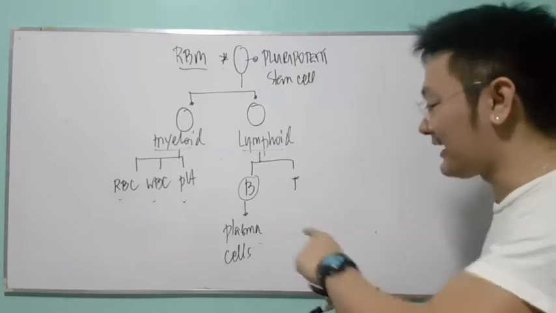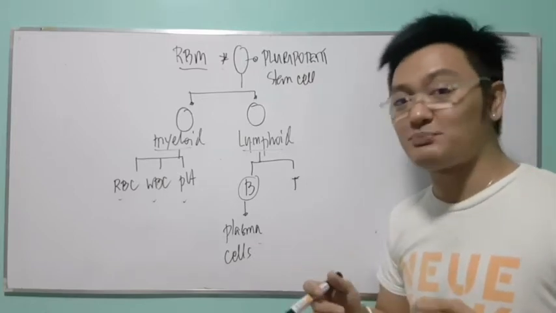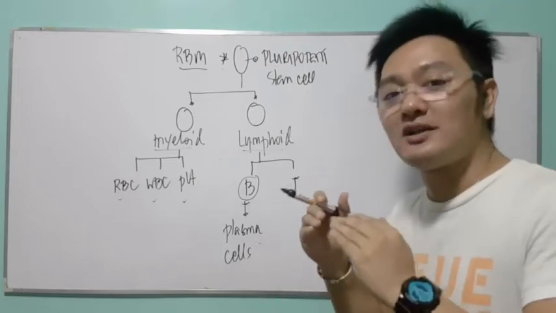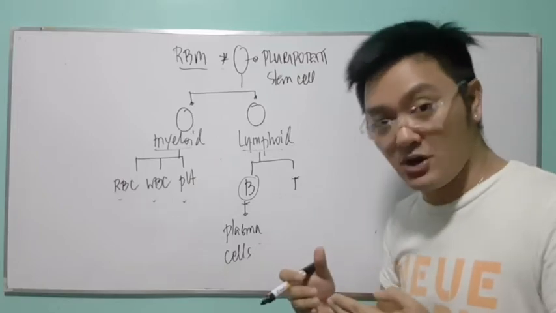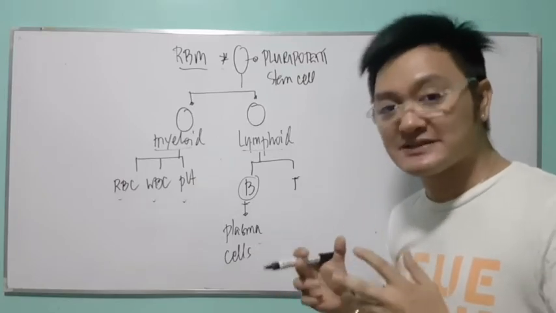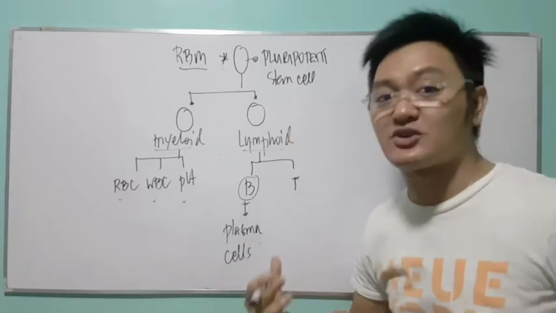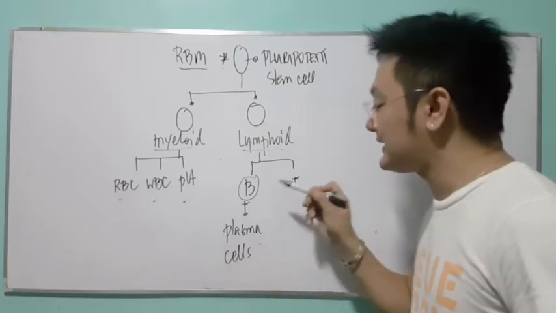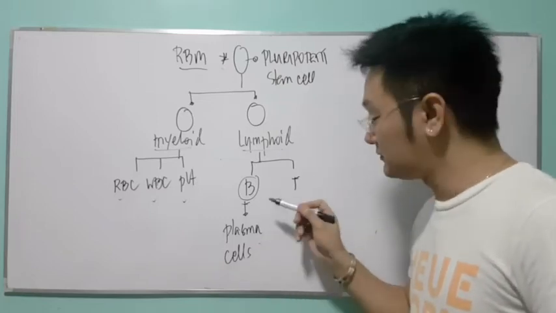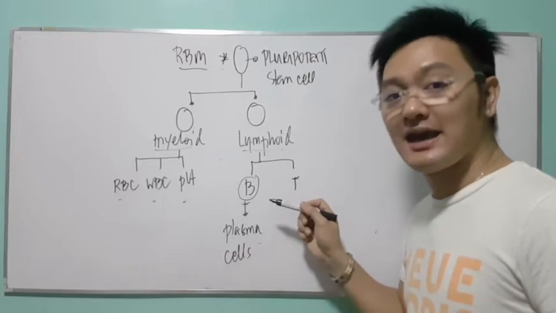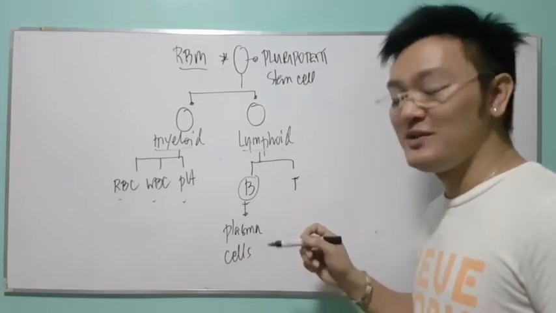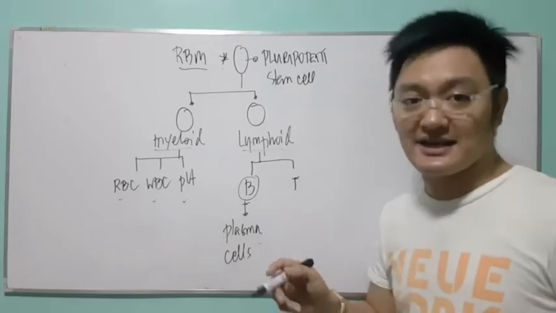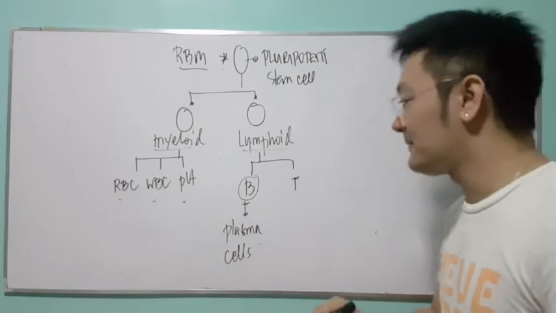Anyway, your B lymphocytes will transform into plasma cells. Please be reminded that B lymphocytes must only be present inside the bone marrow. There should be no B lymphocytes circulating in the systemic circulation. Presence of B lymphocytes in the systemic circulation is an indication of what we call myeloma. Can you follow? So B lymphocytes must only be present inside the bone marrow. Presence of B lymphocytes outside is what we call myeloma. Can you follow? Now let's proceed.